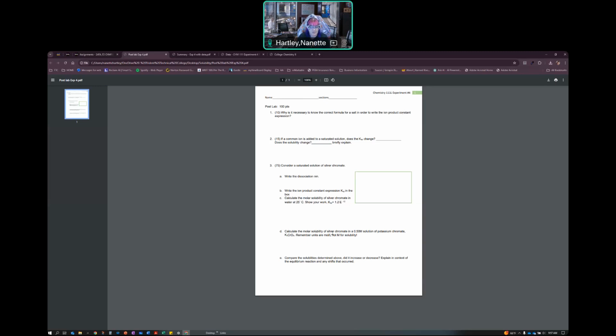Calculate the molar solubility of silver chromate in 0.5 molar solution of potassium chromate, K2CrO4. Remember, the units are moles per liter, not moles, not M, for solubility. Compare the solubility determined above. Did it increase or decrease? Explain in context of the equilibrium reaction any shifts that occurred.